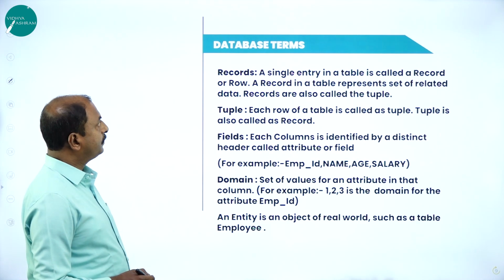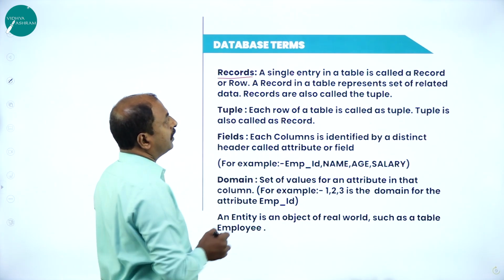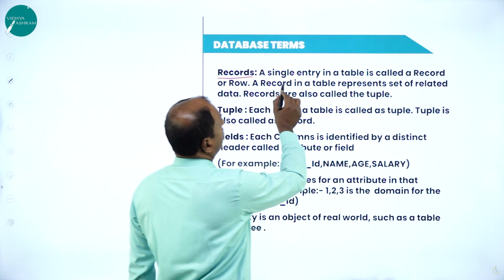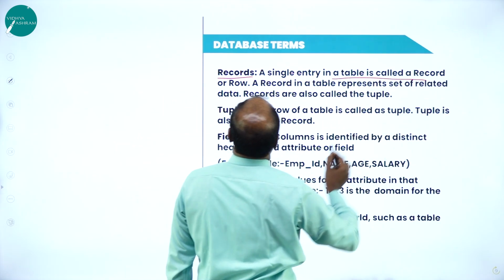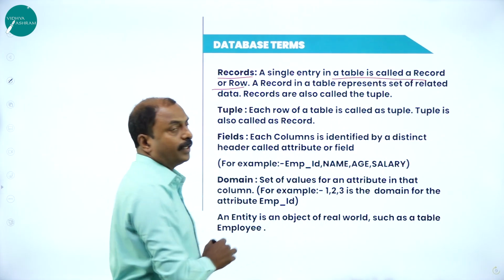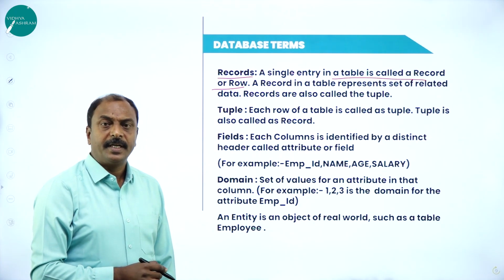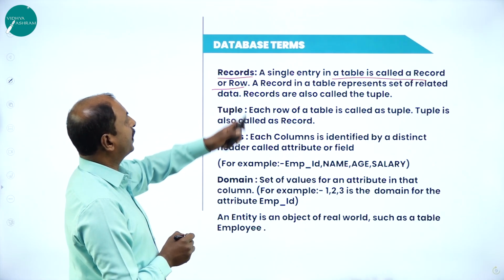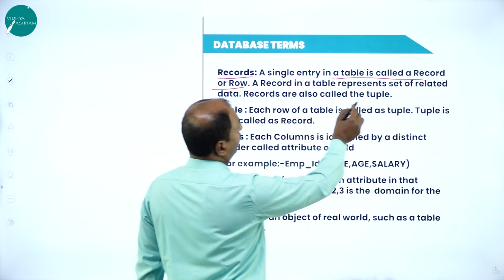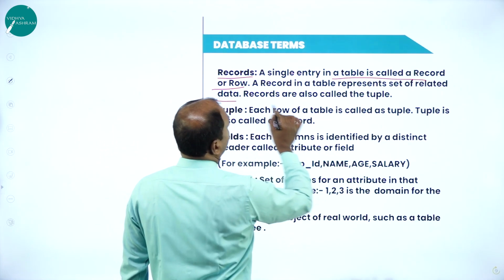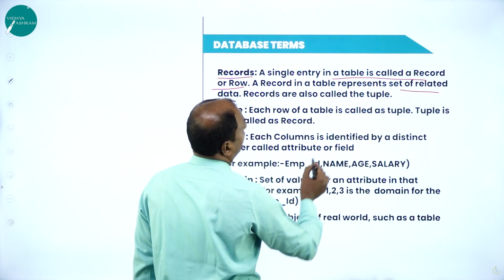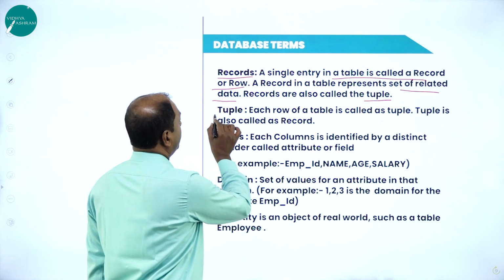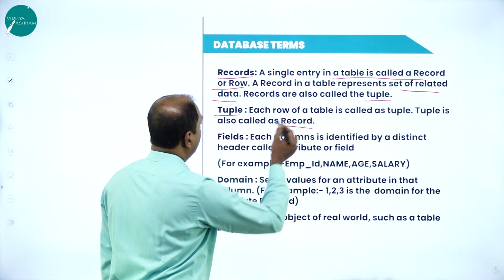In the next slide, we will see what records are. As I told you in the previous example, a single entry in a table is called a record or a row. A row of data, or any data stored in a single row, is called a record. A record in a table represents a set of related data. Another name for it is tuple. A tuple is nothing but a record.